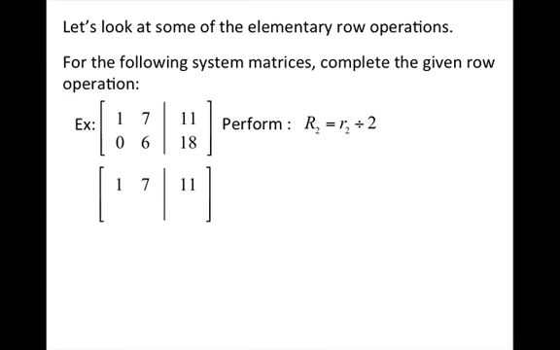So when I do this, as I said, row 1 is not going to be changed. I'm only changing row 2. Well, 0 divided by 2 is 0. 6 divided by 2 is 3. And 18 divided by 2 is 9. So my new row 2 is 0, 3, and 9.